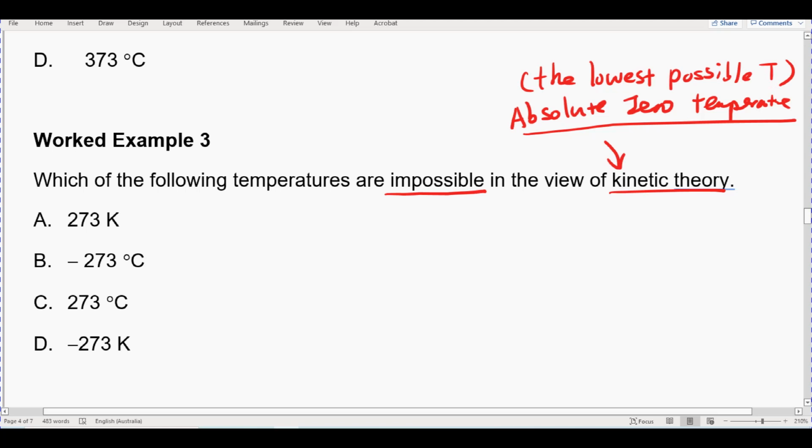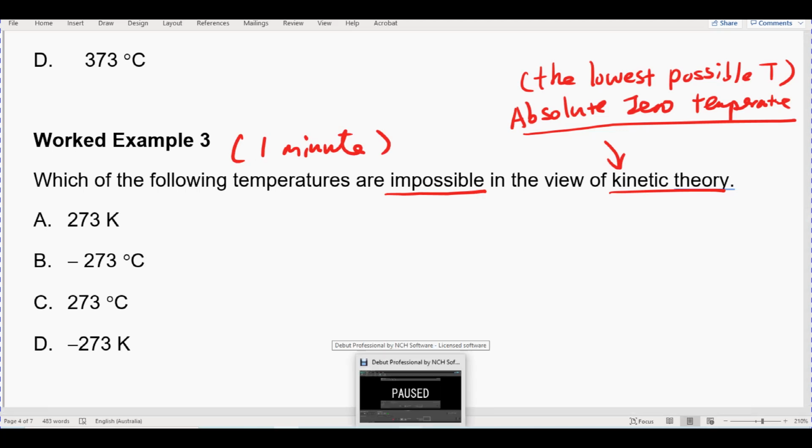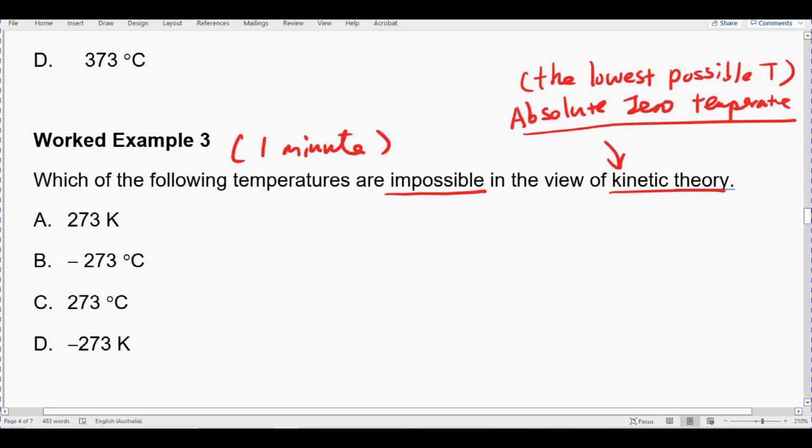Okay, I'll just give you some time to think about which of the following temperatures, A, B, C, and D, is impossible. Okay, so the hint is absolute zero temperature is the lowest possible temperature. Think about what's the absolute zero temperature. So you might go back to see that. All right. So again, I think possibly 1 minute. If you need, you just spend more time to make sure you understand the idea so far. Okay, I'm going to pause the video again.